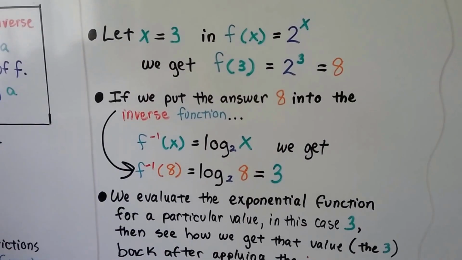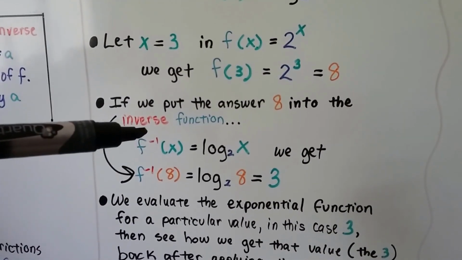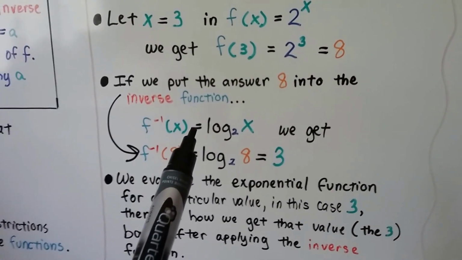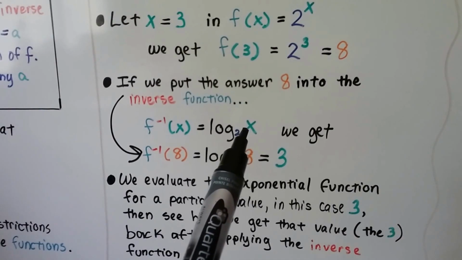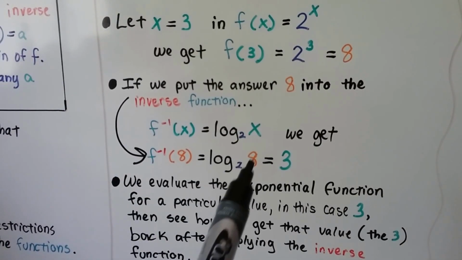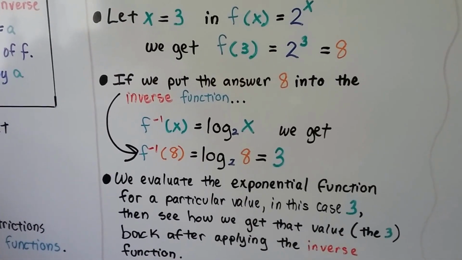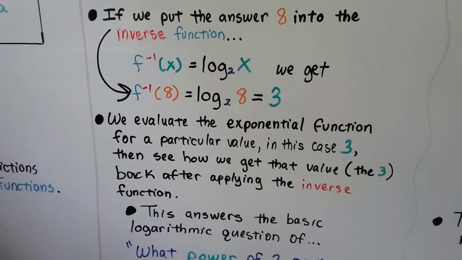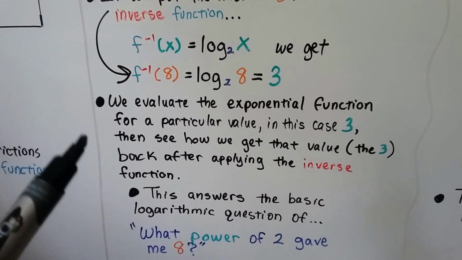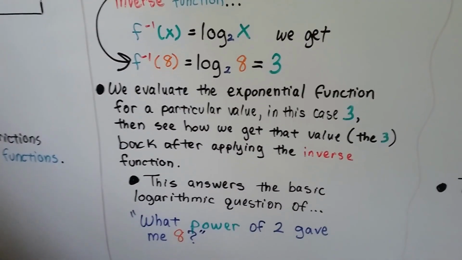And if we put the answer 8 into the inverse function, see we've got the -1 superscript here? That inverse function of x will equal log base 2 of x. And we get the inverse function of 8 equals log base 2 of 8. Well, that equals a 3, because 2 to the third power equals 8. We evaluate the exponential function for a particular value, 3. We see how we get that value, the 3, back after applying the inverse function.